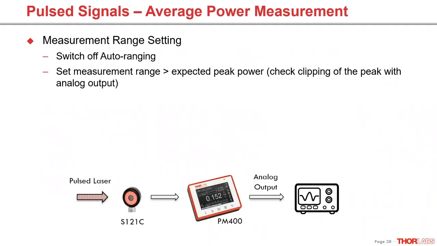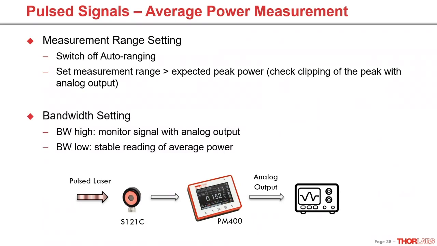First advice here: when measuring alternating signals, turn off the auto-ranging and choose a measurement range that is larger than the expected peak power level. Check via the analog output whether the chosen measurement range will work. For lower frequency, watching the bar graph might be sufficient.